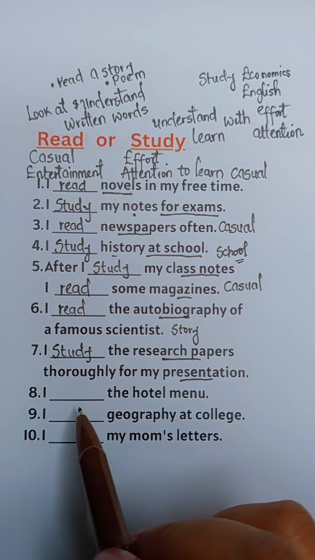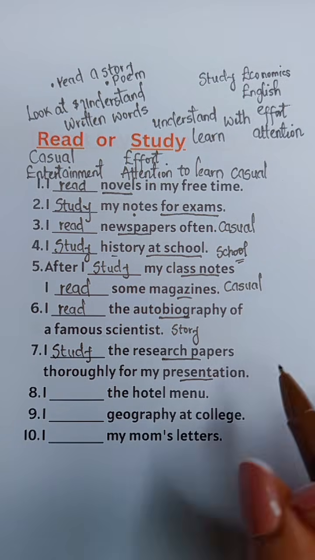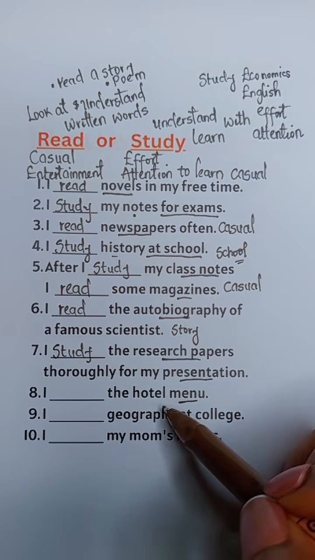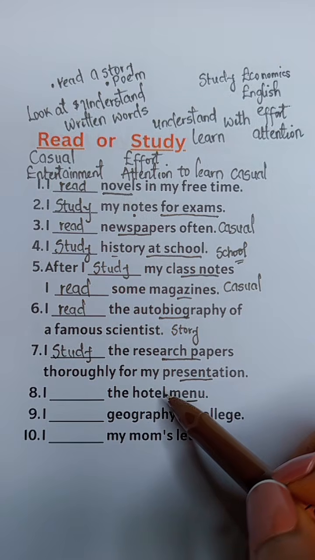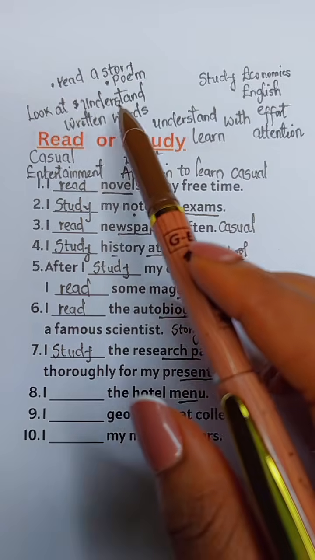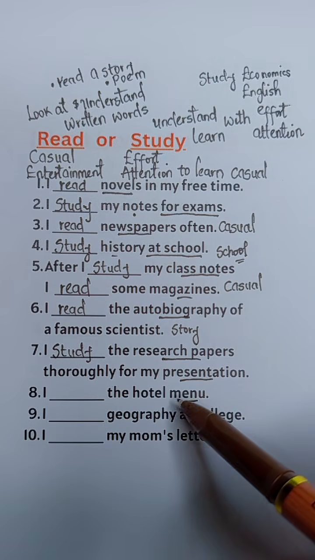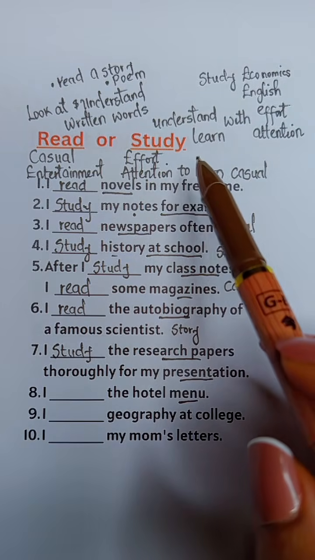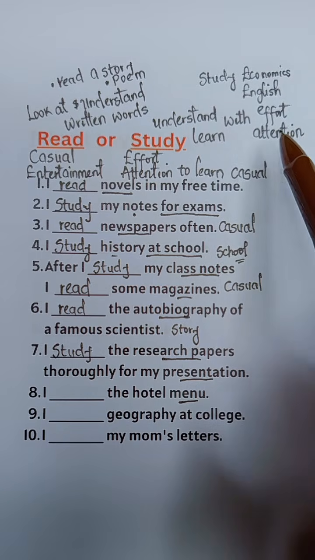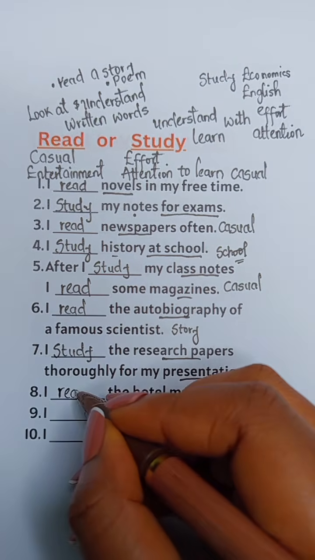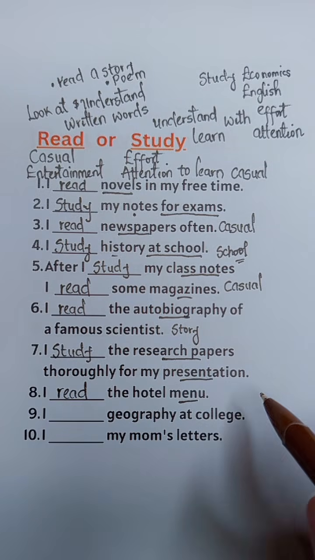Number eight, I blank the hotel menu. Our keyword is menu. A menu is a list of food names with their prices that is normally given at restaurants or eateries. Okay, so you just read to understand the words in the menu. You don't need to pay attention to learn anything to understand for later. Okay, so you just read casually. So I read the hotel menu.